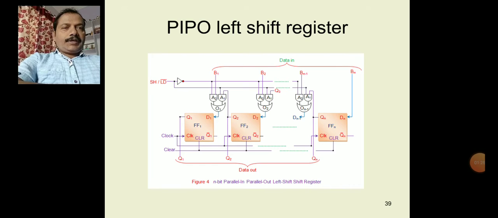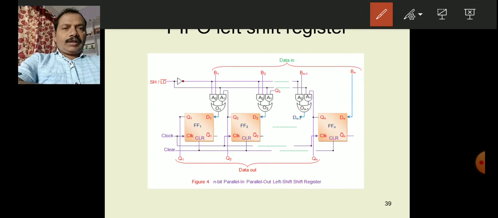So this is the PIPO left shift register. In this you have the control signal shift or load bar, that is, the circuit will shift left whenever the control signal is 1. Whenever the control signal is 1, it will shift left like this. Each bit is shifted left like this.